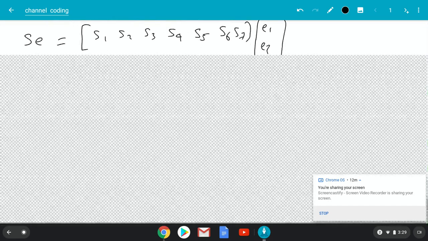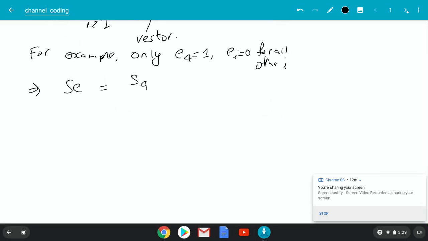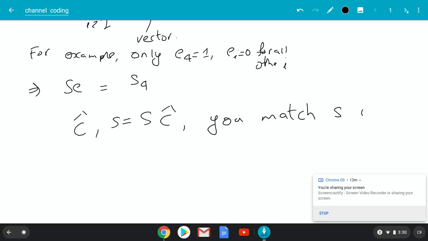So what this comes down to is, you have C hat, you calculate S times C hat, and this is a syndrome, and you match it with the columns of capital S. Okay, so if it matches with the fourth column of S, that means there is an error in the fourth bit, right? So that's how you figure out exactly what E is, if E has only one non-zero element, right?